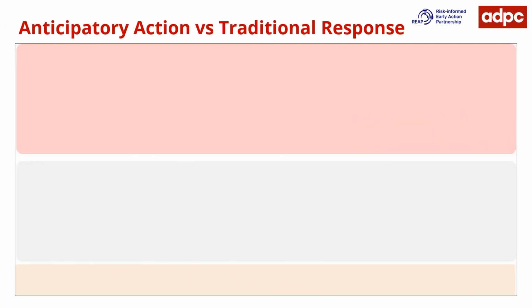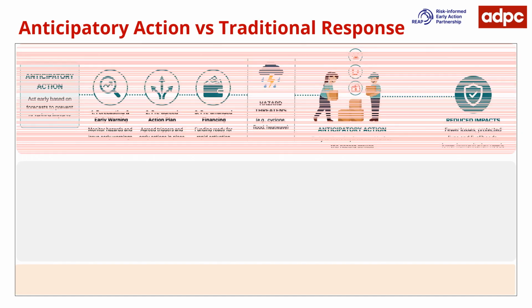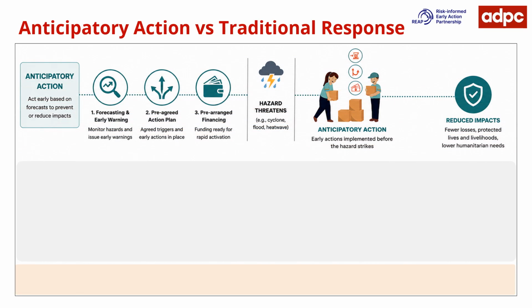It's worth contrasting anticipatory action directly against traditional response. Anticipatory action acts early, based on forecasts, to prevent or reduce impacts. It follows 3 steps: forecasting and early warning, which monitors hazards and issues early warnings, a pre-agreed action plan, with agreed triggers and early actions already in place, and pre-arranged financing, with funding ready for rapid activation.